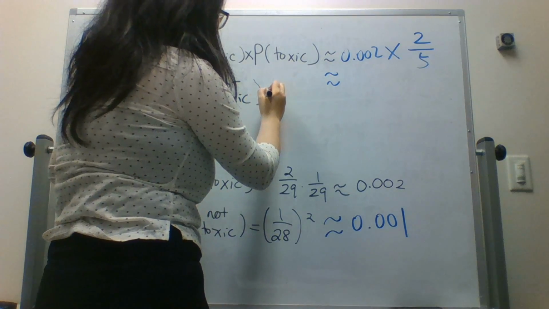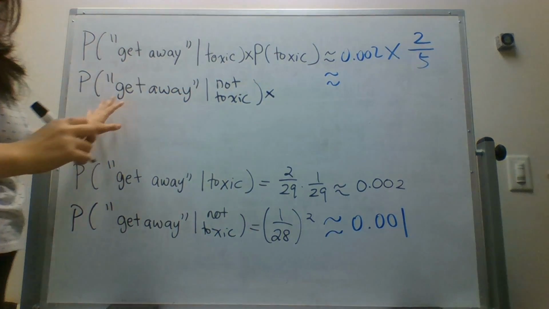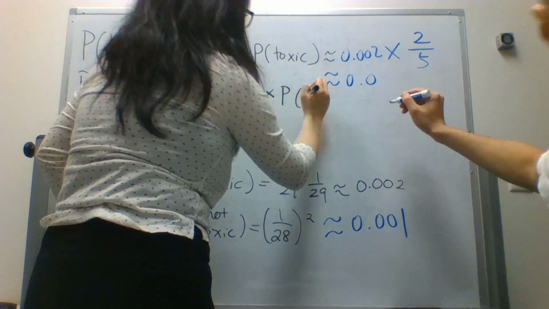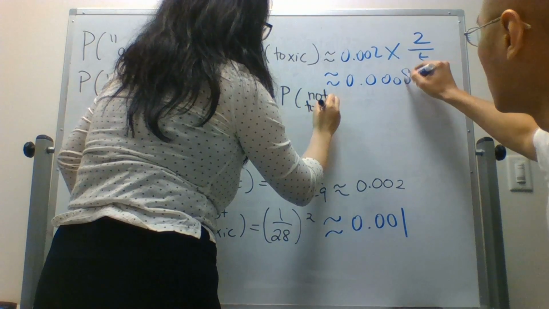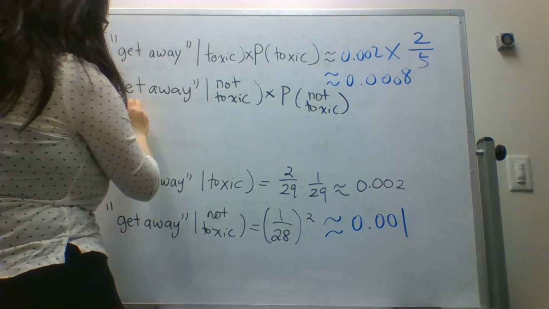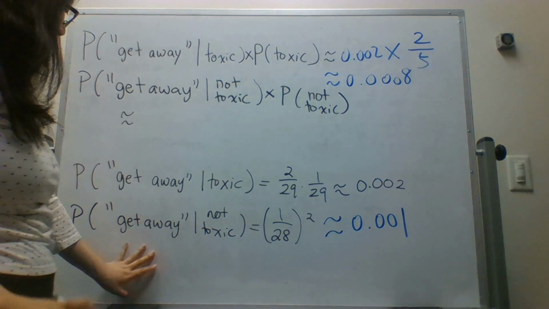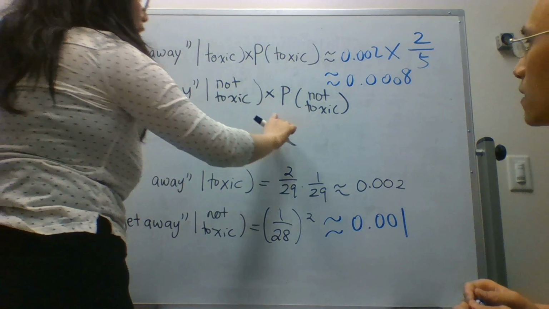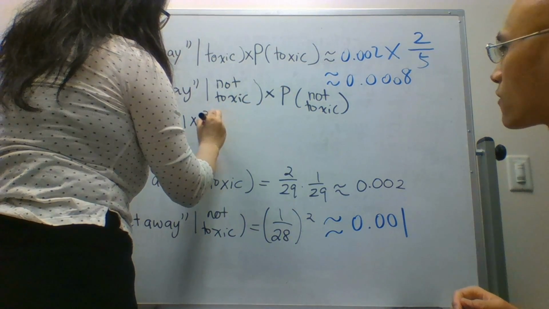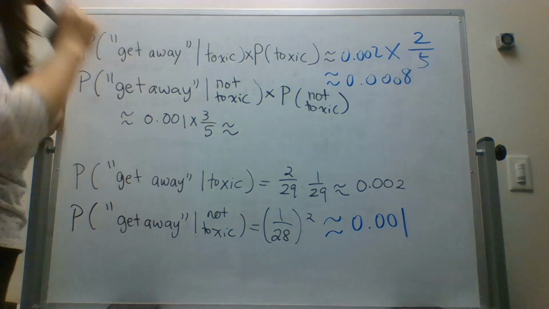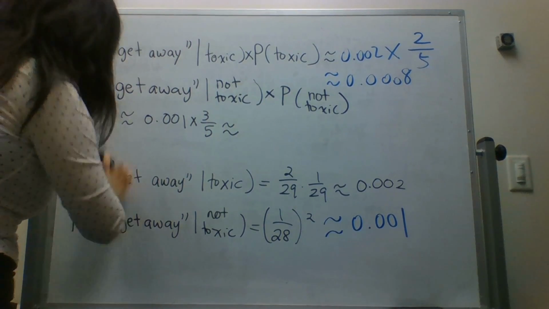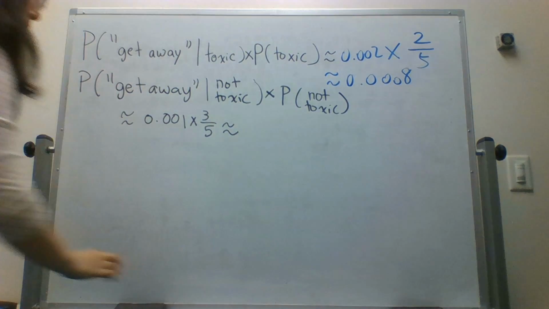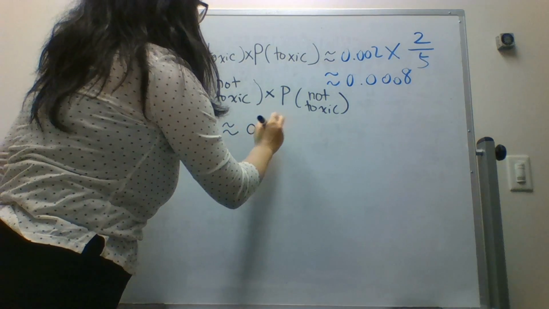So the other number we're interested in is the probability of observing the phrase get away given that it's not toxic times the probability that it's not toxic. We saw here that the probability of get away conditioned on it not being toxic is 0.001, and this we said was 3 over 5. I got this. So this is equal to 0.0006.